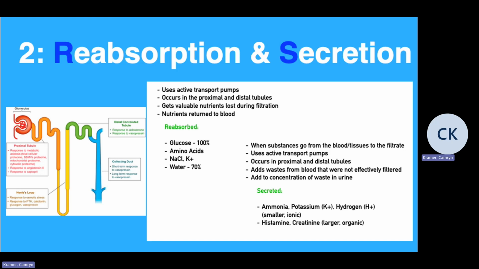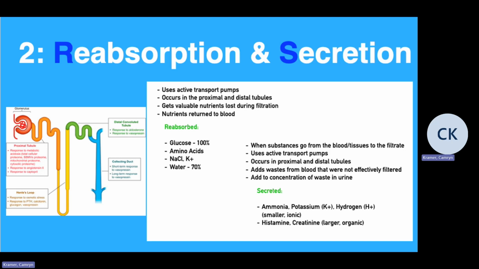On the slide, you'll see some of the key nutrients and ions that are reabsorbed. Glucose, for instance, is 100% reabsorbed under normal conditions because it's such a valuable source of energy. Reabsorption is mostly powered by active transport pumps, which help move these molecules back into the blood.